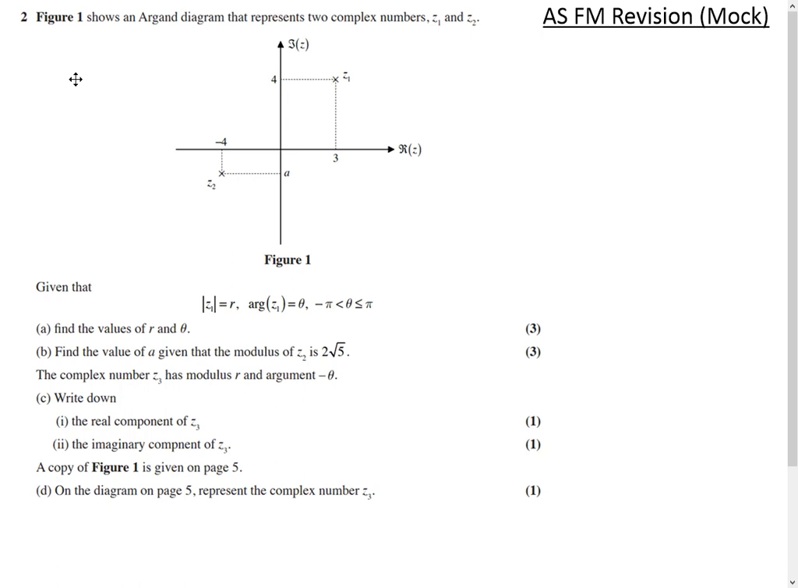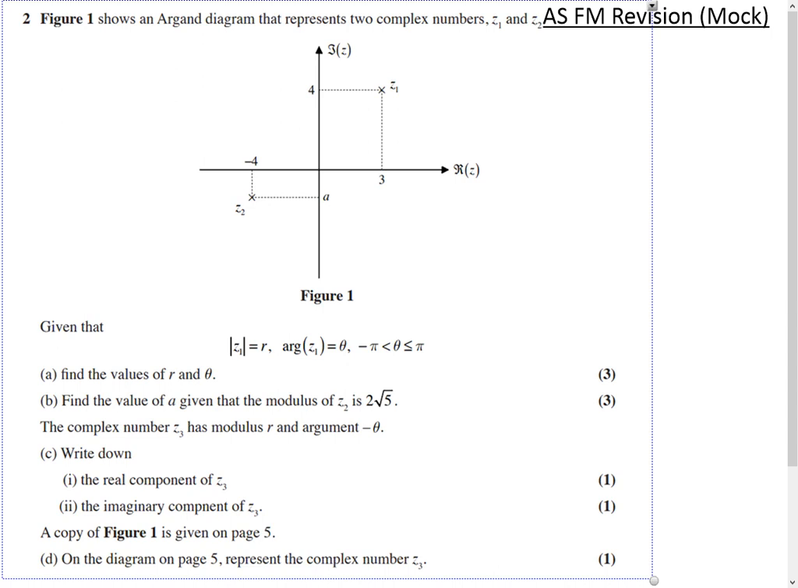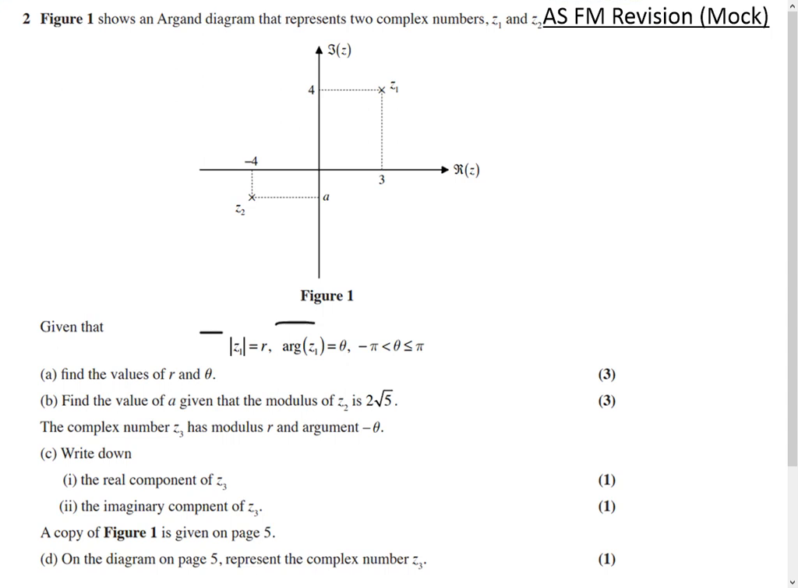Okay, so now we've got a question about complex numbers. We've got an Argand diagram with the complex numbers Z1 and Z2 on it, and a bit of information here. I'll just have to read it. Okay, so they've said that the modulus of Z1 is R, and the argument of Z1 is theta, and we've got to find out what R and theta are.